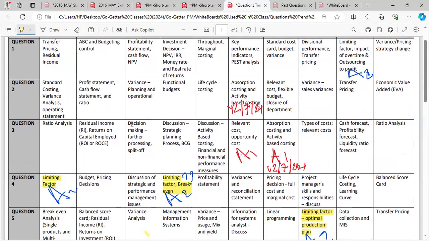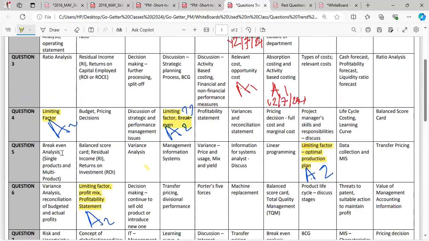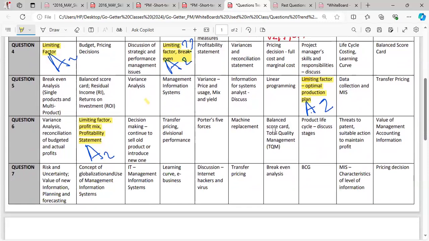Okay, when we discuss further processing, we will do this one. Okay. This is also another decision making. We'll take this one, we'll learn that.